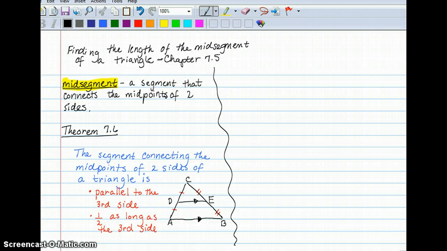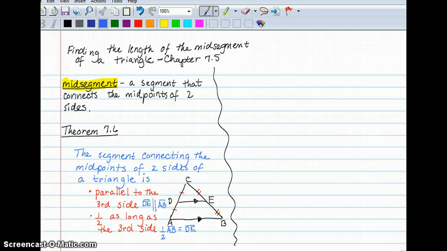Theorem 7.6 directs you with this. It says the segment connecting the midpoints of two sides of a triangle is going to be two things. First, if you look at DE, you'll see that that's your midsegment. It's parallel to the third side. And second, it's going to be half as long as the third side. So we'll go ahead and write a couple more.